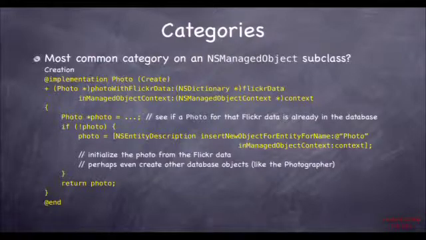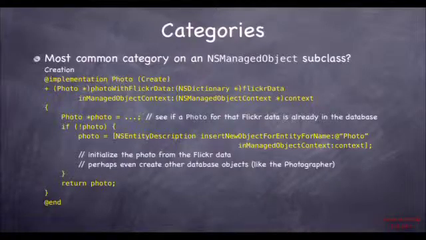Creation. We very commonly have a Photo create category, and what it does is provide a factory method to do that insert new object for entity for name. It does that for you. And why do we do this? Because usually inserting a new object in the database is not enough, because that photo has all nil attributes. So here's an example of where I'm saying, give me a photo with this following Flickr data. It does the insert new entity for name, but then it takes all the Flickr data, gets all the attributes set up into some nice state, and then returns it.